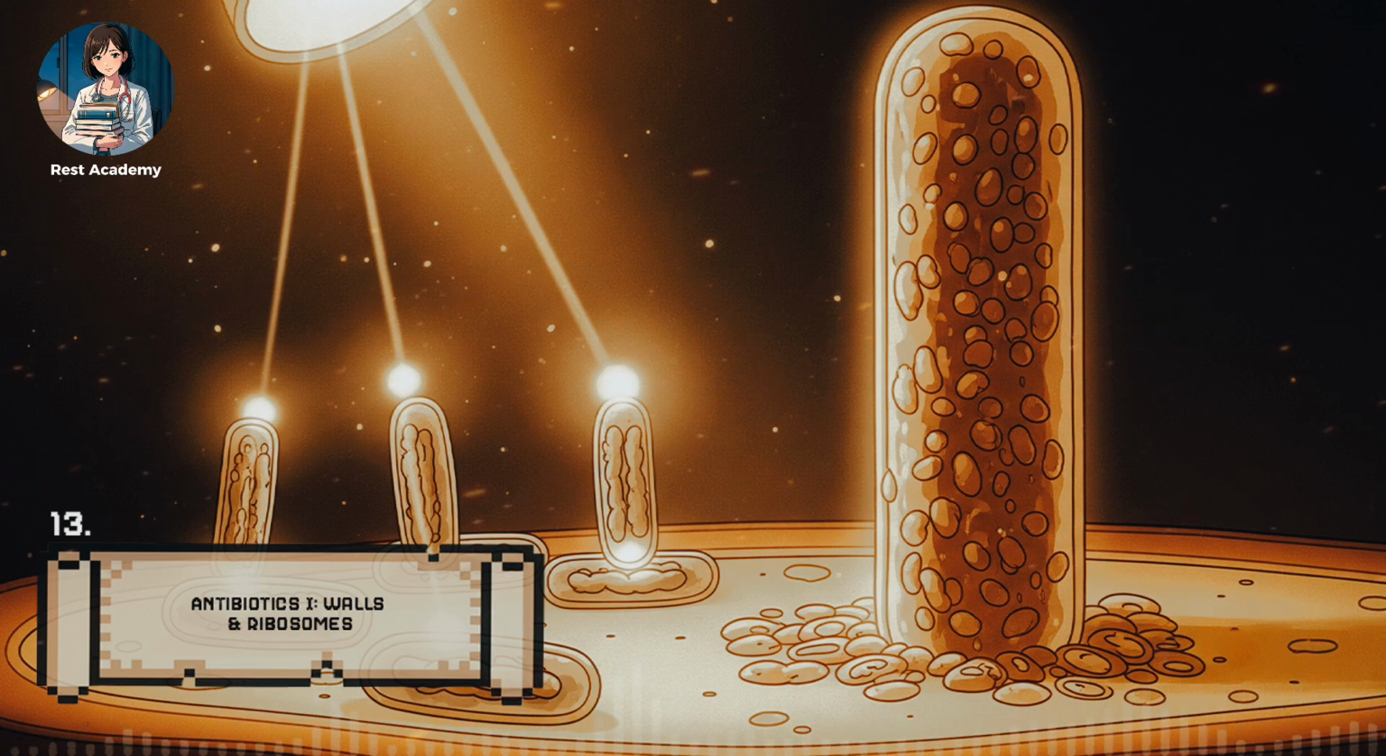Uptake across the inner membrane requires an oxygen-dependent transport step and a favorable membrane potential, which is why activity is poor in strict anaerobic conditions and can be blunted in acidic hypoxic foci. Synergy with wall-active agents emerges directly from mechanics. If the wall is nicked open, entry improves and ribosomal targeting accelerates.